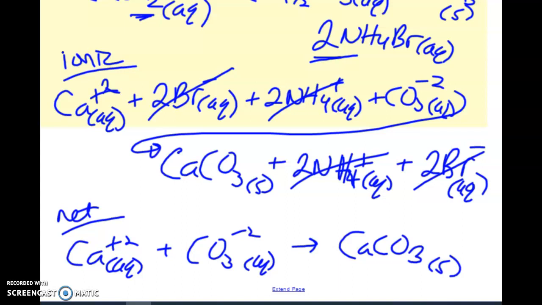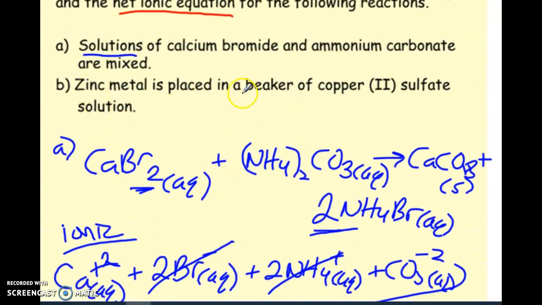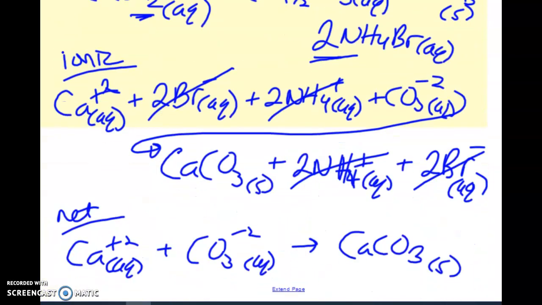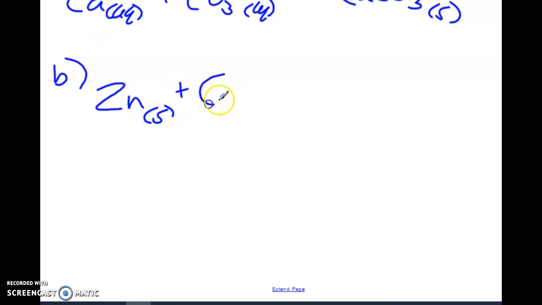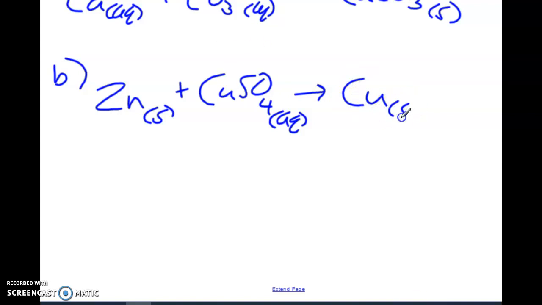Okay, so looking at part B, the second reaction, we have zinc metal that's placed in a beaker of copper 2 sulfate solution. Okay, so let's take a look. So for part B, we have zinc in a copper 2 sulfate solution. Okay, so here we have a single displacement reaction. So zinc is going to displace copper. So we have copper on its own, and then we have zinc sulfate.